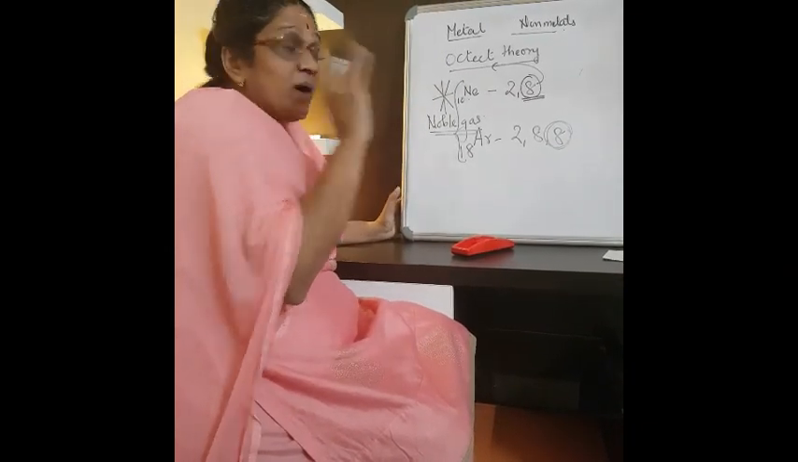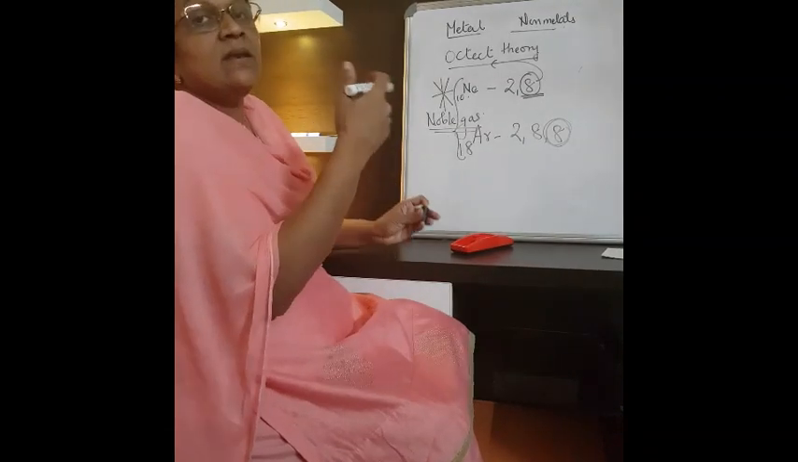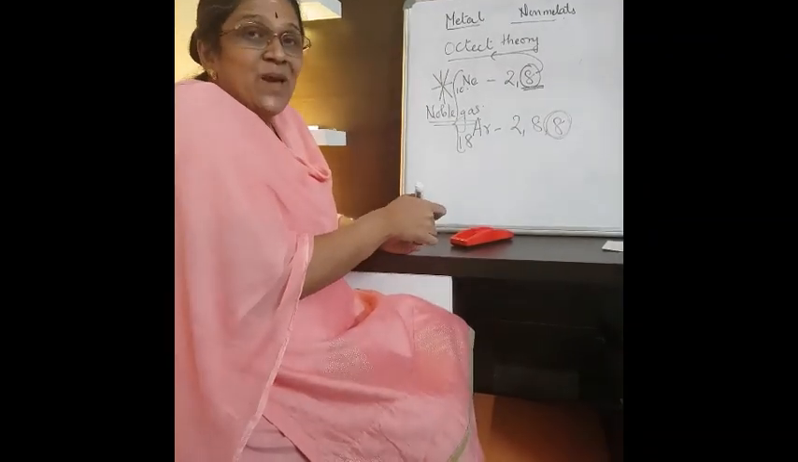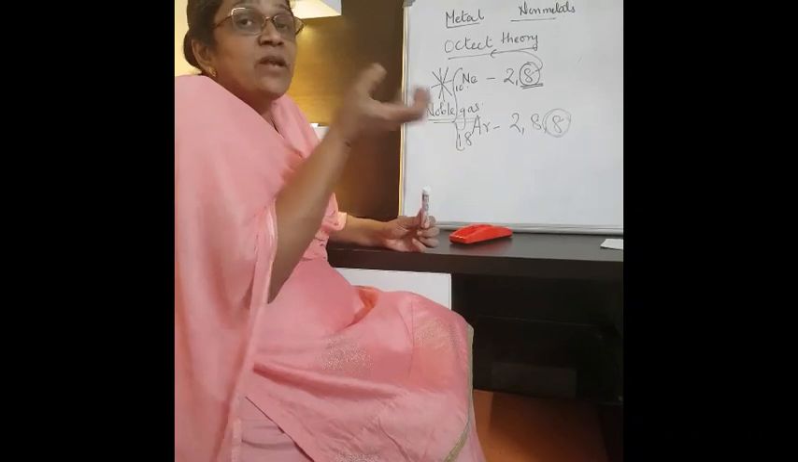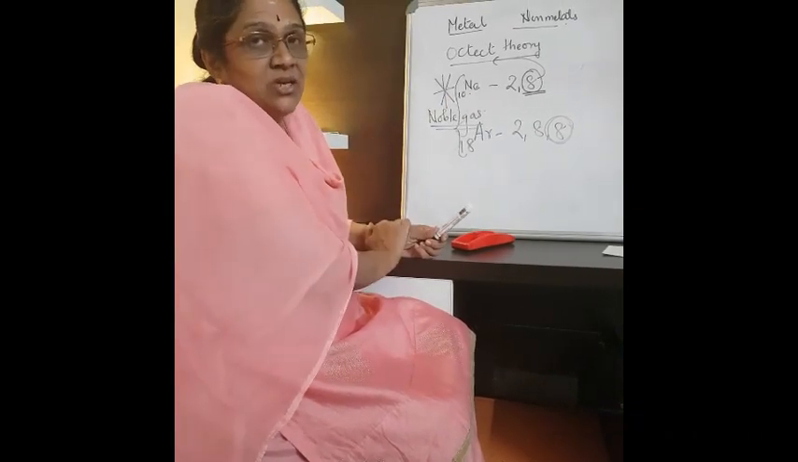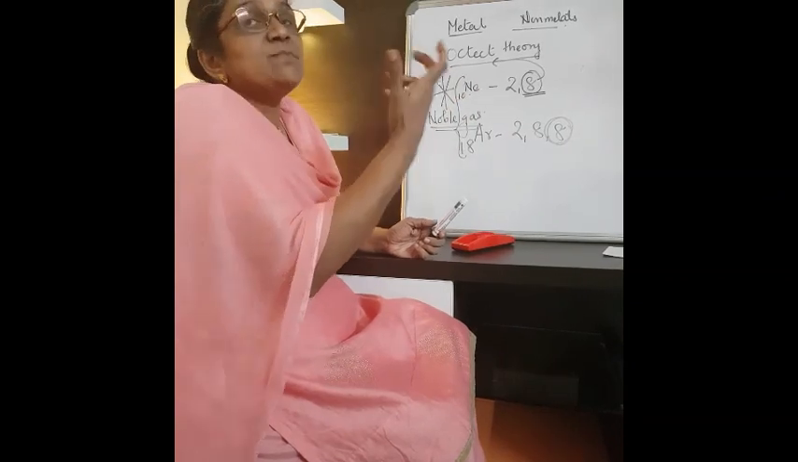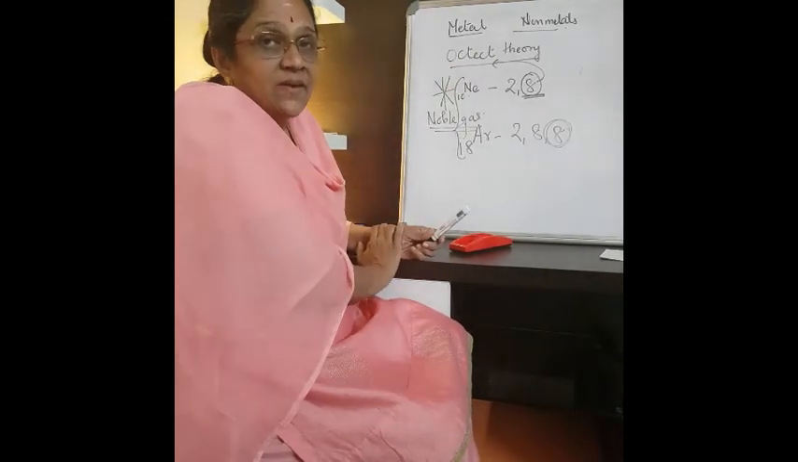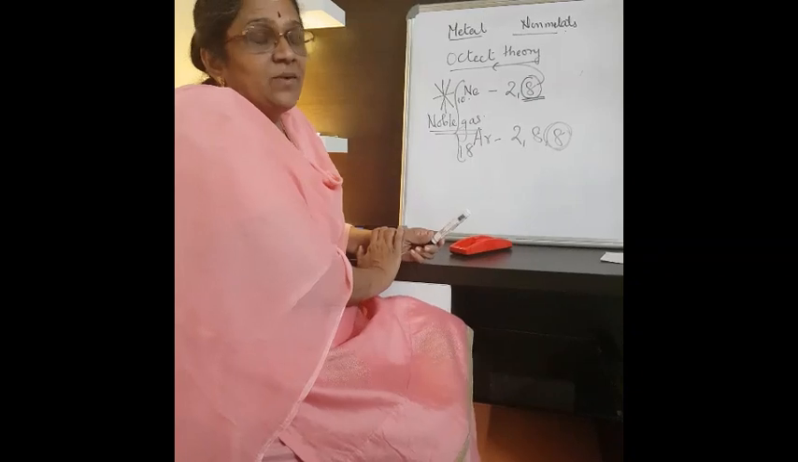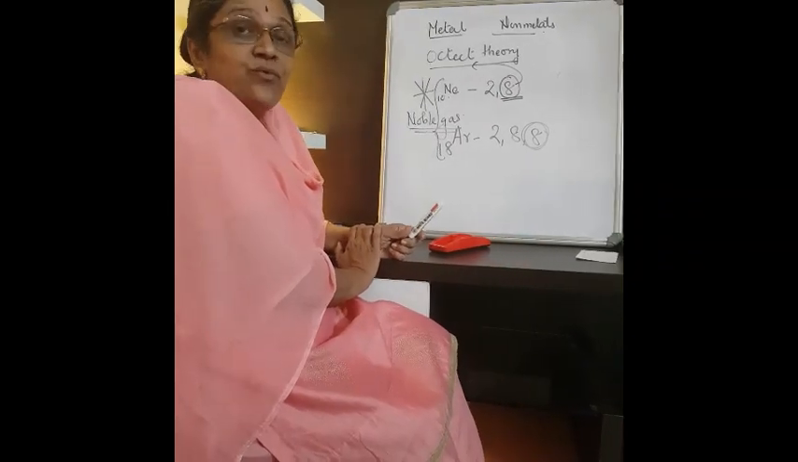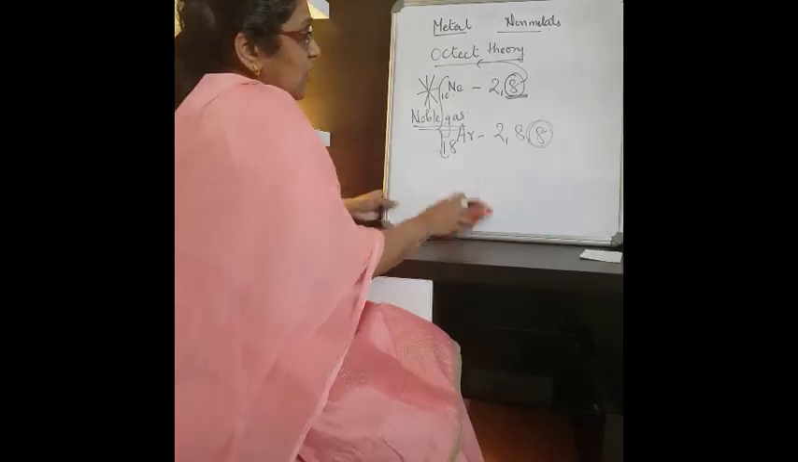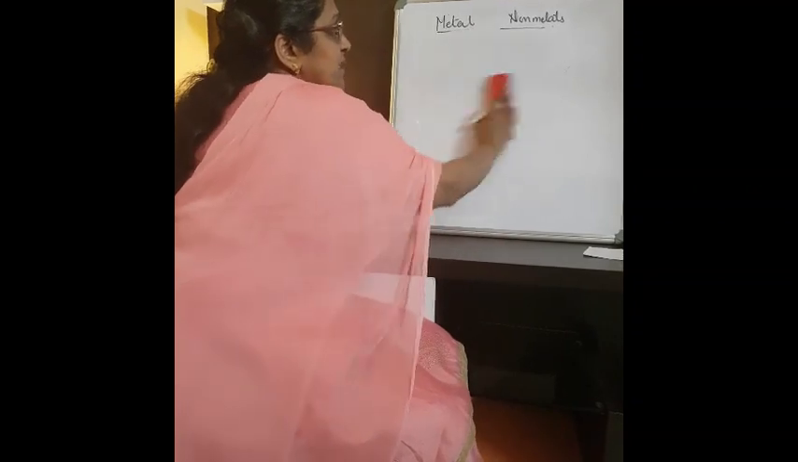That's it. But why do all other metals and non-metals react? In order to attain stability, they want 8 electrons in their valence shell. So, in order to make that valence shell an octet, all these metals and non-metals react. Correct? Okay.